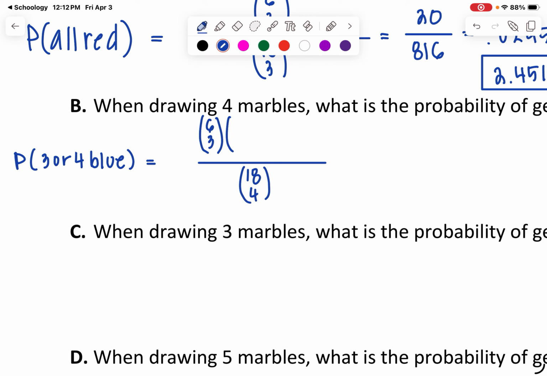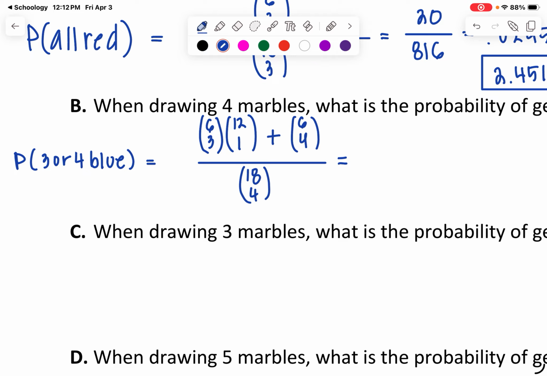But now I also need 1 more marble. And it's not going to be blue. So how many marbles are not blue? 12. Or, that's the or. So now we're going to talk about just getting 4 blues. So from the 6, we're getting 4 blues. Now I'm going to put that in my calculator.